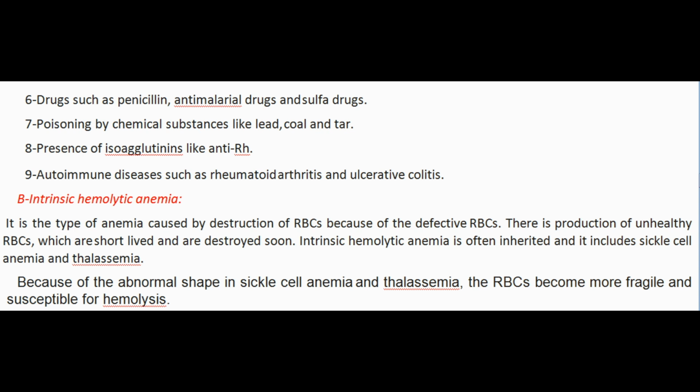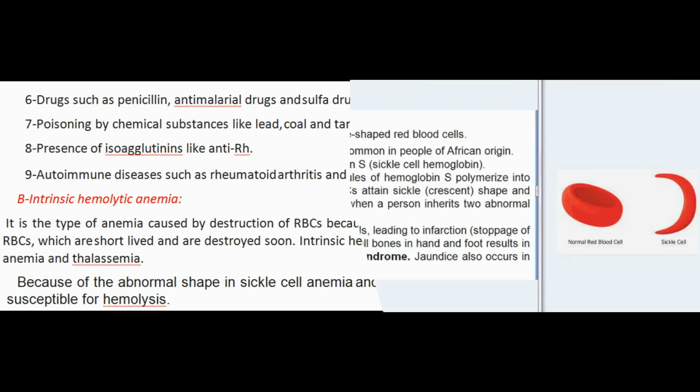Intrinsic hemolytic anemia. It is the type of anemia caused by destruction of RBCs because of the defective RBCs. There is production of unhealthy RBCs, which are short-lived and are destroyed soon. Intrinsic hemolytic anemia is often inherited and it includes sickle cell anemia and thalassemia. Because of the abnormal shape in sickle cell anemia and thalassemia, the RBCs become more fragile and susceptible to hemolysis.